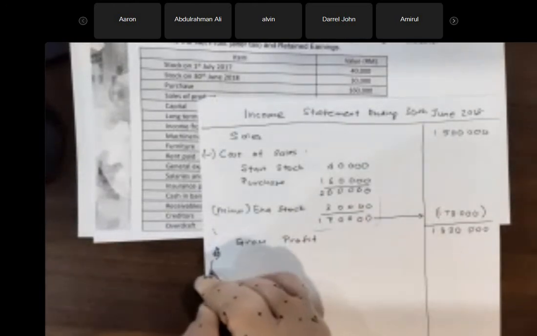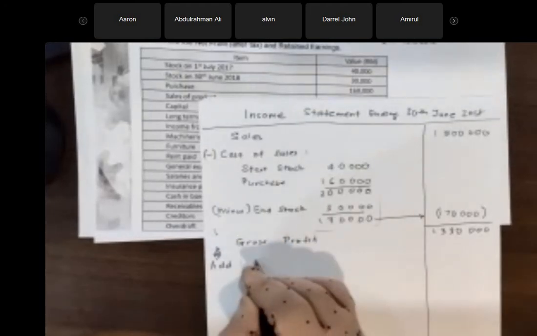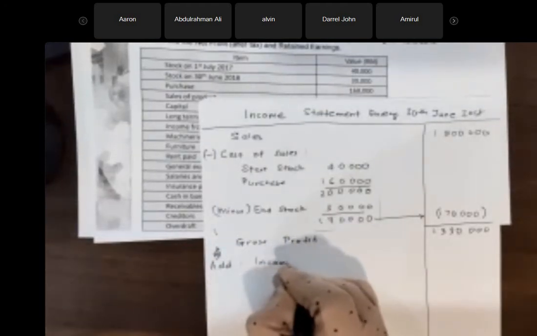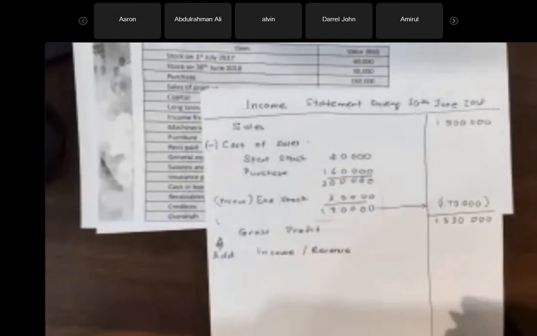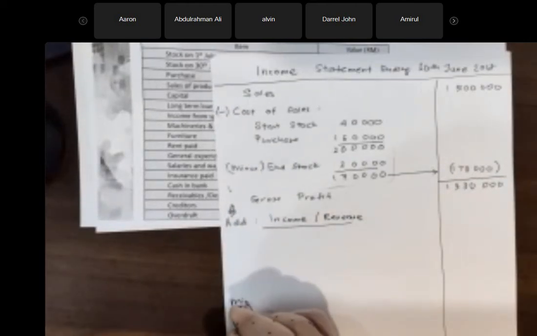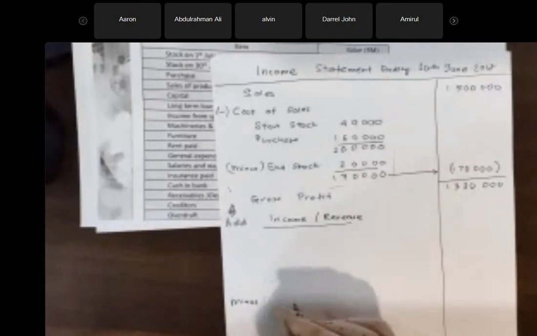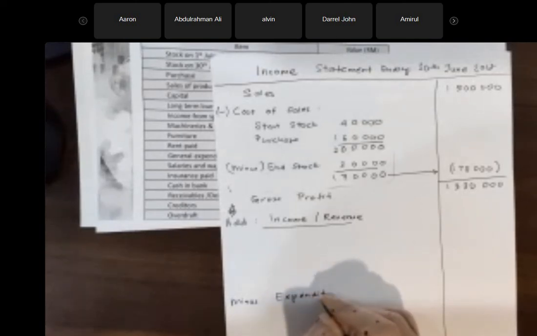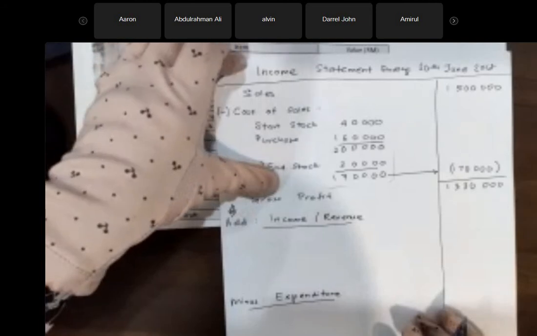Okay, then you consider, we call as income or revenue lah, other revenue, other income. Okay, this one, and also you have to minus apa tu? Apa nama dia? Expenditure ataupun overhead. Okay, expenditure and overhead.